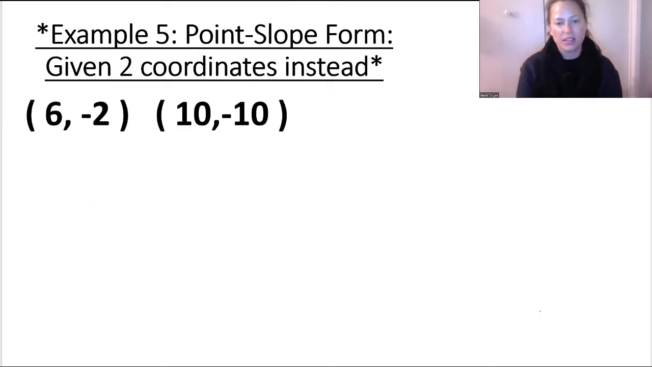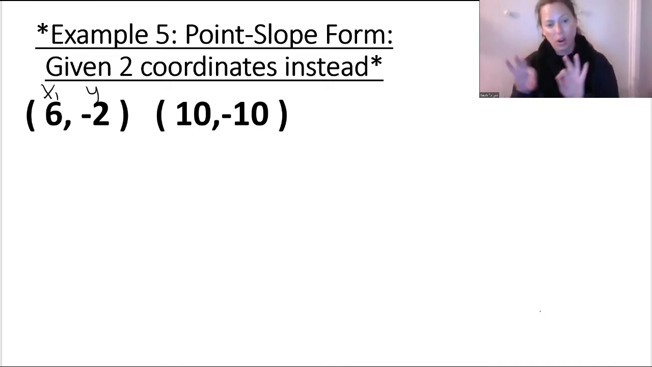Whoa, look at example 5. They gave me 2 coordinates. How would I do this for point slope form? For point slope form, we need a point and a slope, but I'm given 2 points. Well, we know how to find the slope from 2 points. So find the slope first, and then pick one of the points and use the slope to use point slope form. Okay, let's get started.